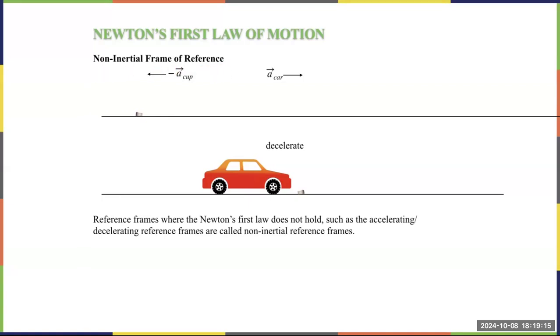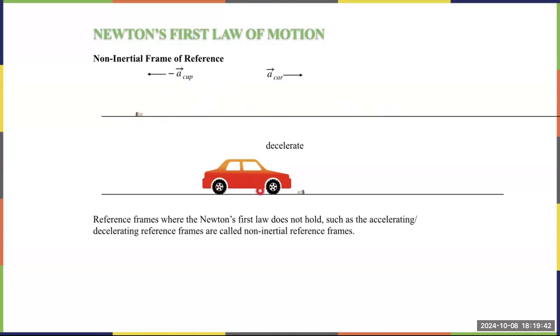Because what did we say in the first law of motion? We say the object will be in a state of rest or in motion unless acted upon by an external force. So in the first case there was a car and a cup, right? And the car accelerated. What happened to the cup? The cup was initially at rest, but it accelerated in the backward direction. It did not stay at rest.